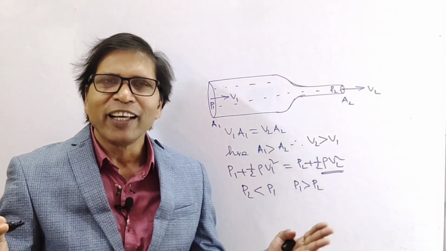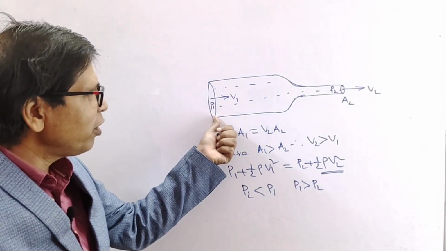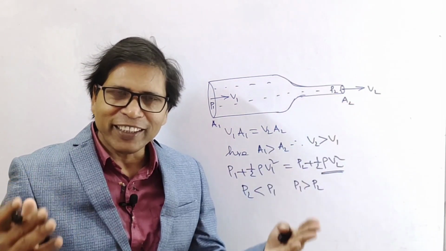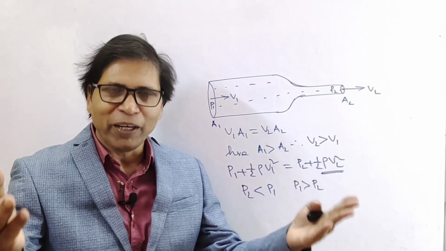Okay, understood? Therefore the pressure is more where the cross section is more, and pressure is less where the cross section is less. Okay, understood? Now a numerical.